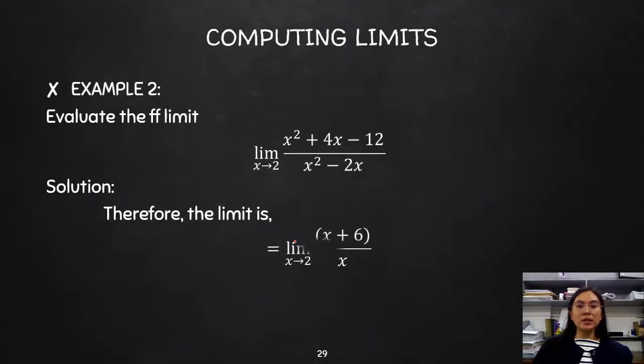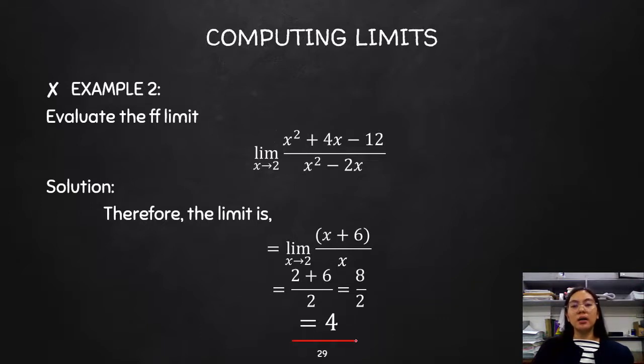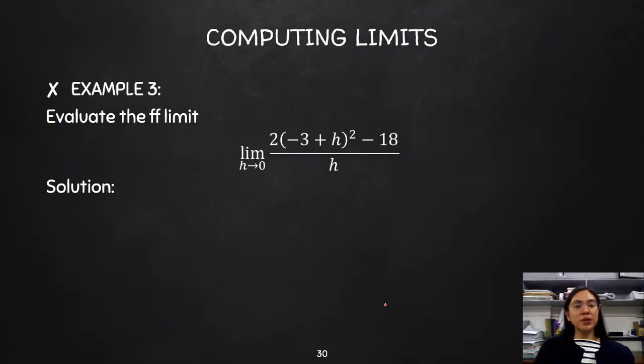Therefore, the limit is the limit of (x plus 6) divided by x as x approaches 2, and this time we could now plug in the number 2 in our limit, such that you will get an answer equal to 4. So, ganyan po mag-evaluate ng limit. You try to simplify first your function and then you get the limit. So, let's try to take a look at another example.